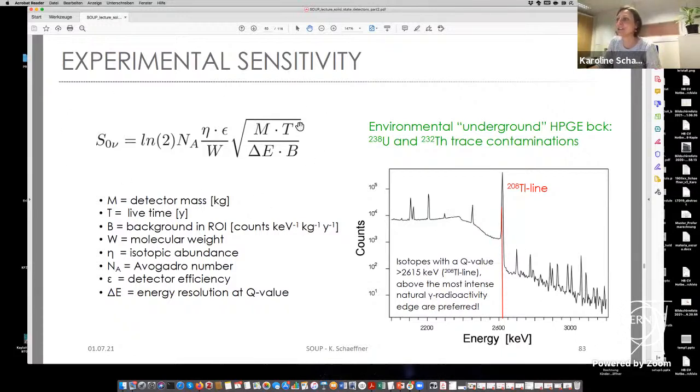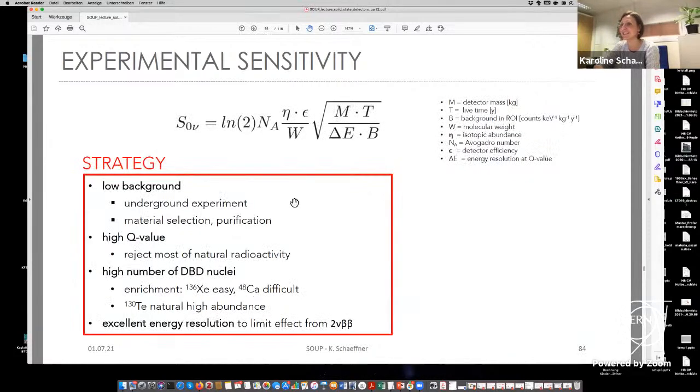The sensitivity formula is given here. You see that the main driving factors are the mass you have, the measuring time, the background, and the resolution. Of course, you don't want to measure 100 years, because then you cannot see the result anymore. So in the end, this is somehow a trade-off. But the best is an experiment which is background free, because then your sensitivity scales with the exposure. This is I guess also a take-home message.